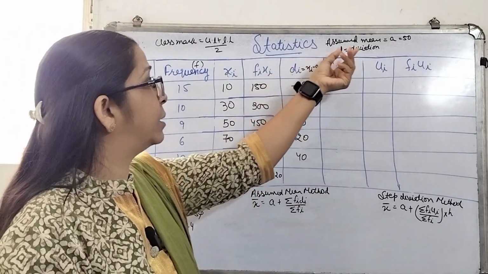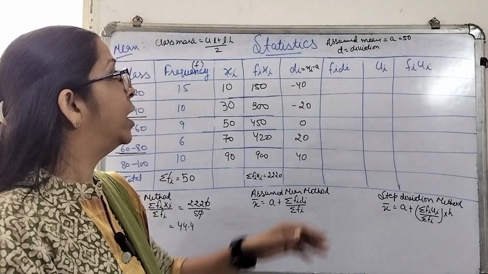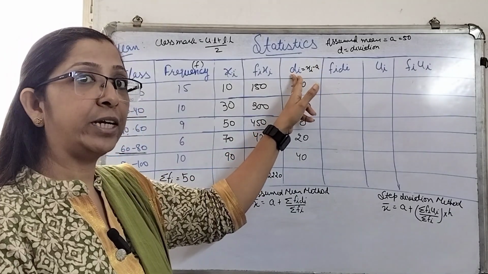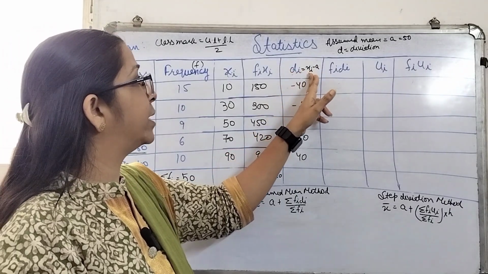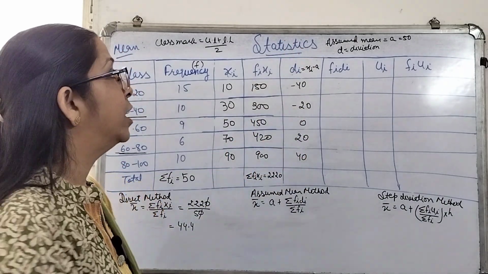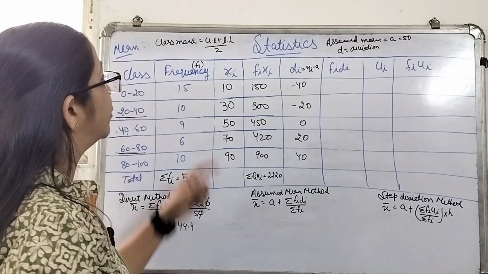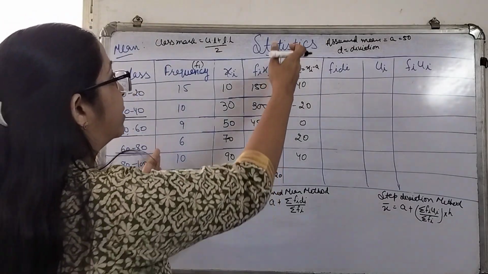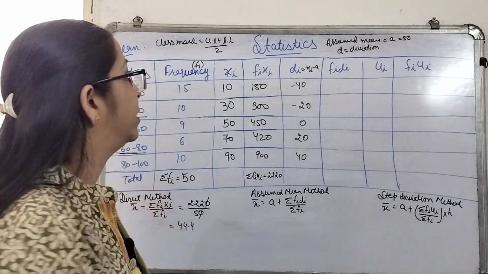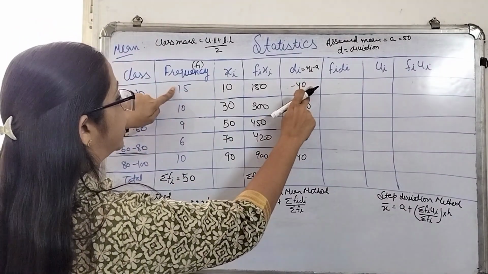We have assumed a number a which is 50 and it is your assumed mean. Now we find the value of the deviation, and deviation is given by xi minus a. So these are the values of your di. Now this is your di and this is your fi. If we multiply this fi and this di, we will get the value of fi di.